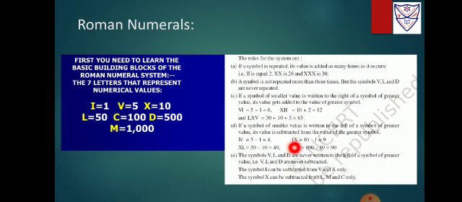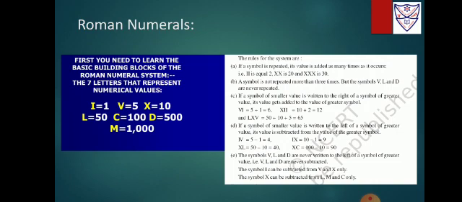IX is there. X is 10, I is 1, so 10 minus 1 equals 9. So here, if the smaller symbols are on the left side of the greater value, then subtraction. If smaller symbols are on the right side of the greater value, then addition.